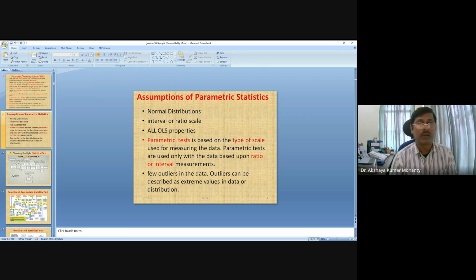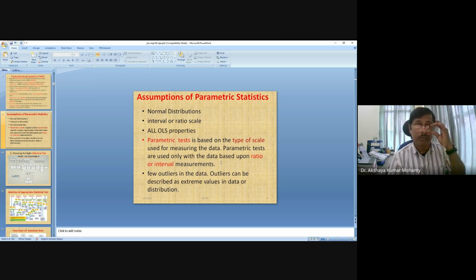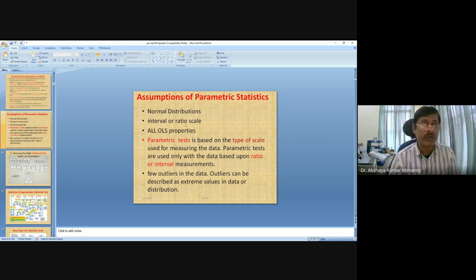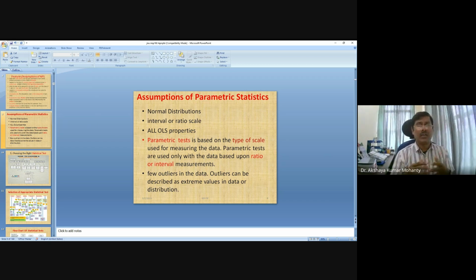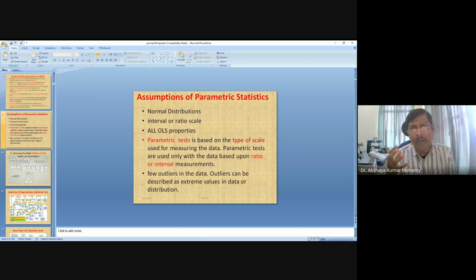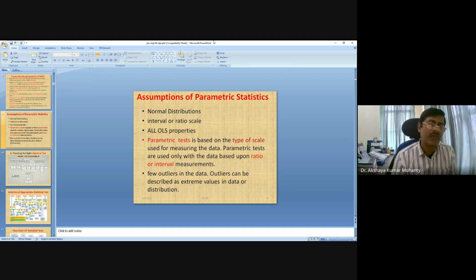Now you see, the parametric test is based on the types of scale used for measuring the data. Parametric tests are used only with data based upon ratio or interval scales. Already I told you this, ratio and then interval, and a few outliers in the data. In the data also you can find a few outliers, and outliers can be described as extreme values in the data distribution. So these are the gist of the parametric test. How you will identify the parametric test and the non-parametric test, that hint I have given.